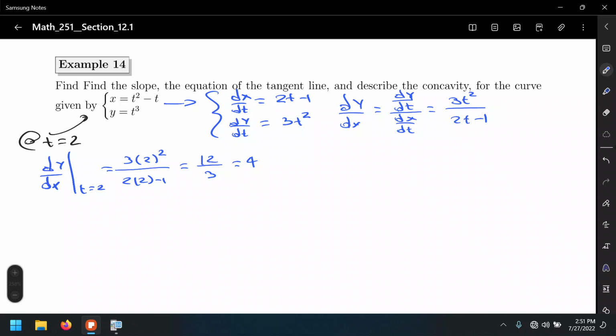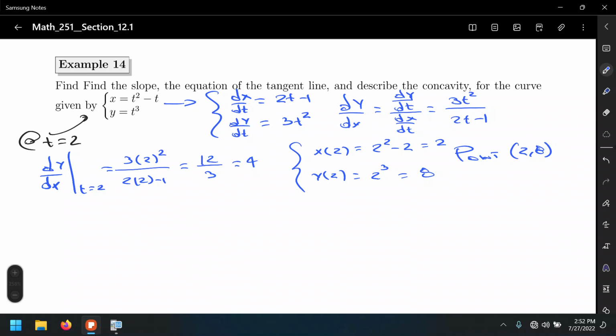The original, right? So we are going to plug in x of 2 and y of 2. That's 2 squared minus 2 and 2 cubed. So 2 squared, which is 4, minus 2, that's a 2, and 2 cubed, which is 8. So the point will be (2, 8).